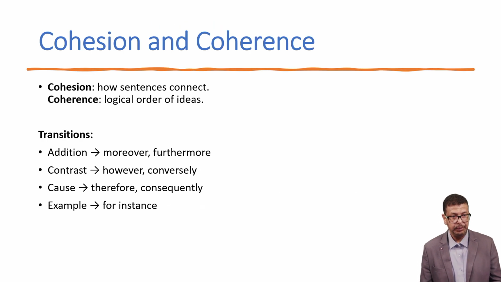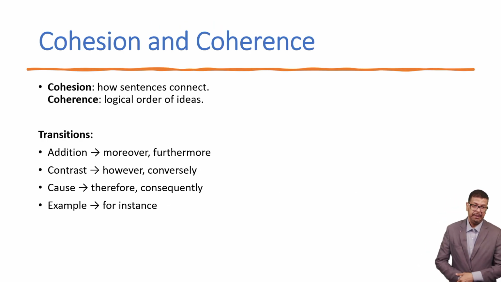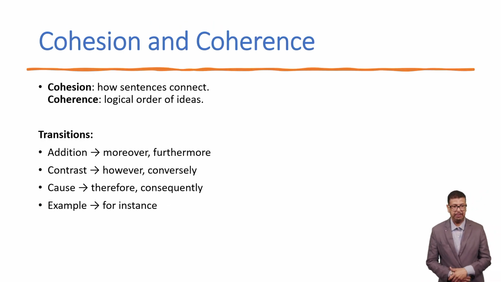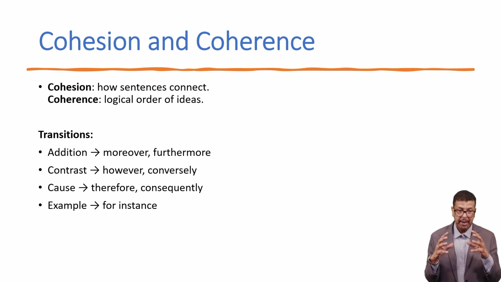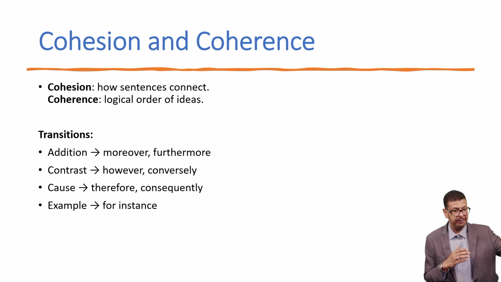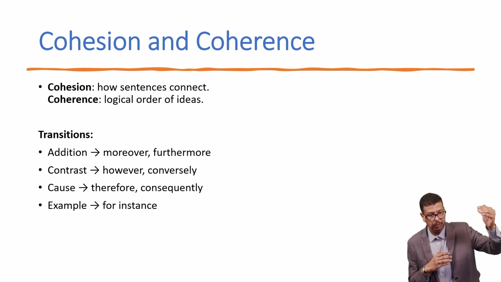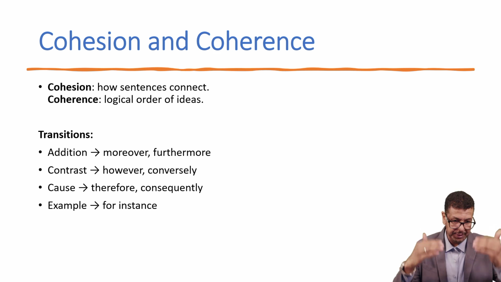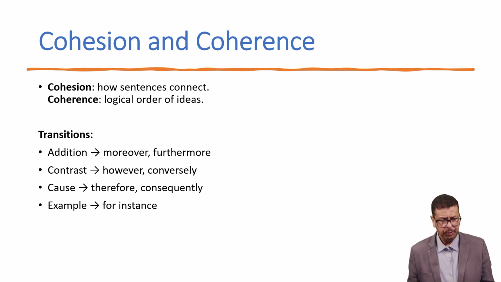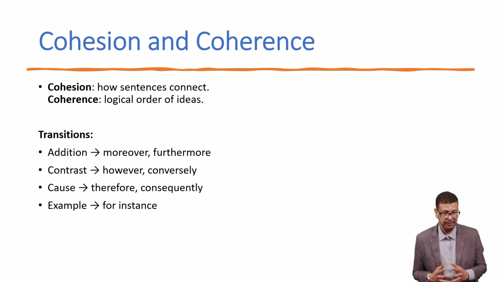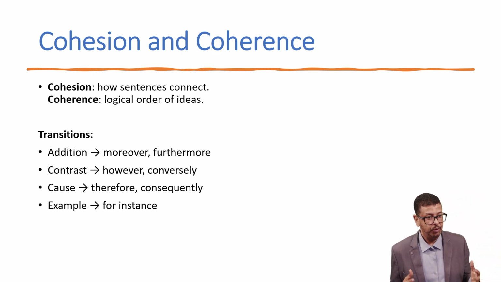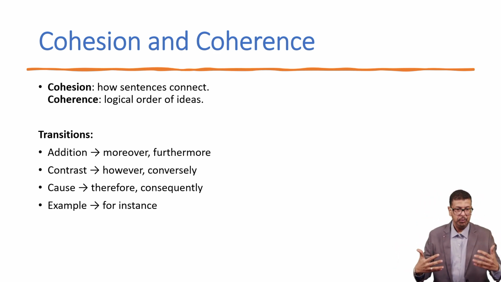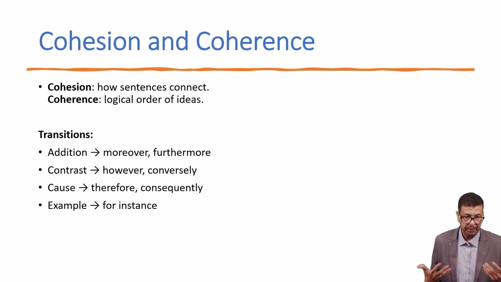A very important rule is to consider cohesion and coherence in academic writing. What do we mean by them? Cohesion is related to how sentences are connected within the paragraph, and coherence is the logical flow of the ideas across the text. In order to achieve this, we have to use transitions effectively, such as in addition. If I want to add ideas, I can write moreover, furthermore.